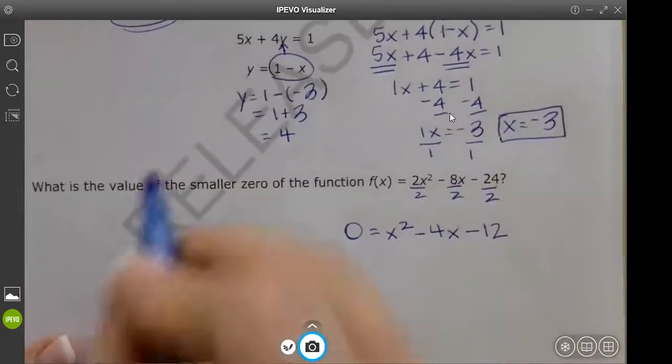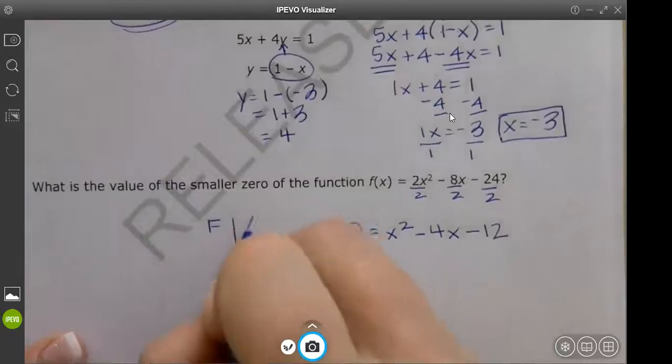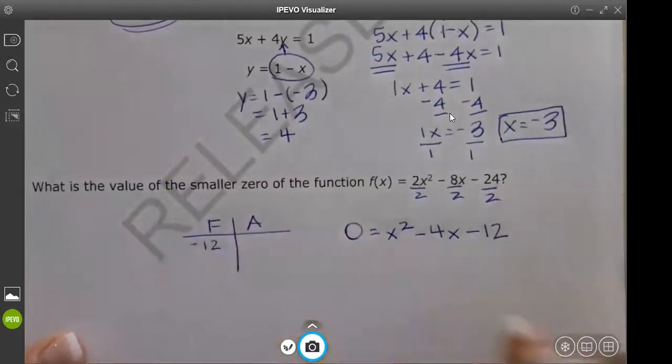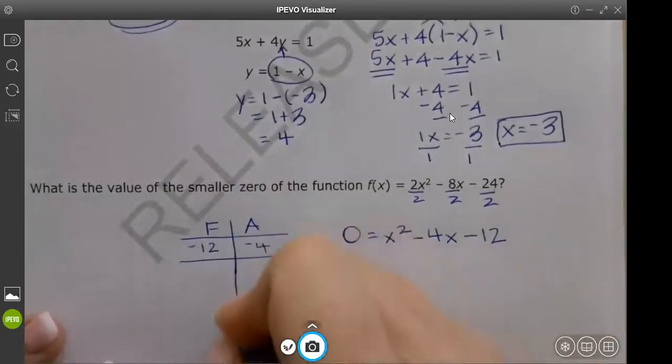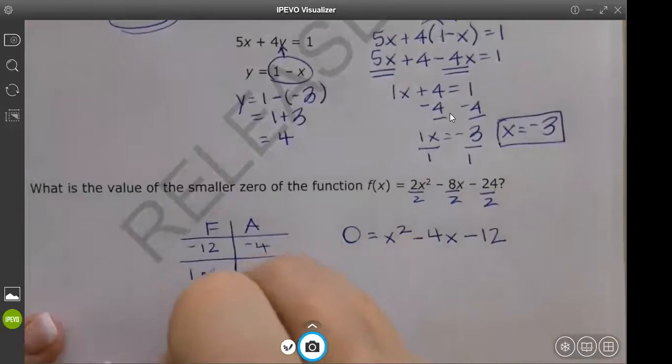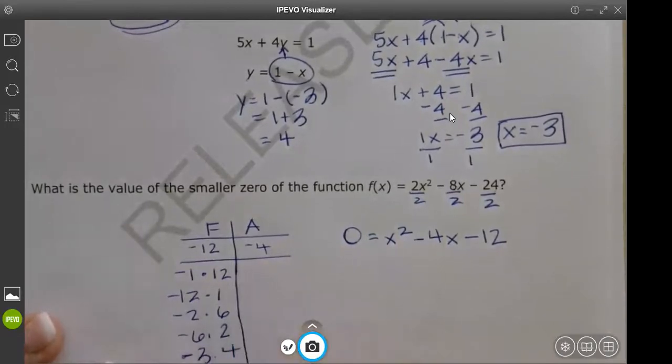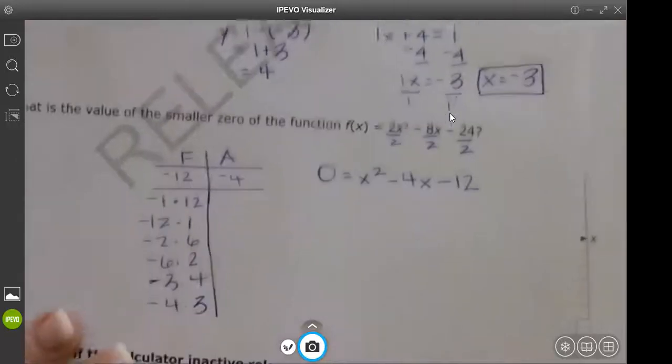Now I can use the cheater method. If I have to write them all down, you have plenty of time. I need factors of -12 that add to -4. So we can do 1 and 12, but one of them has to be negative. We can do 2 and 6, but one of them has to be negative. And we can do 3 and 4, but one has to be negative. And those are all my factors.